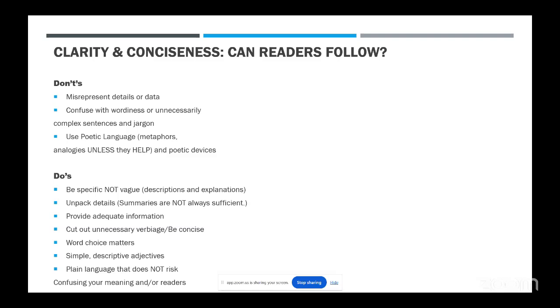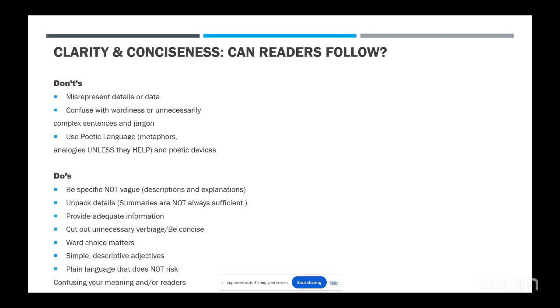Those opportunities are when you want to detail what you did, detail how you set it up, detail how that particular experiment came about. You do want to provide adequate information. Give them enough, maybe more than enough, adequate information without duplication. So, again, ask yourself, can my readers follow? You want to cut out unnecessary verbiage. That goes back to being concise.